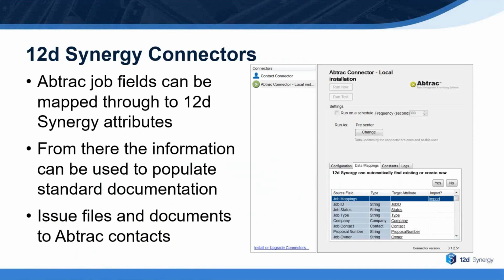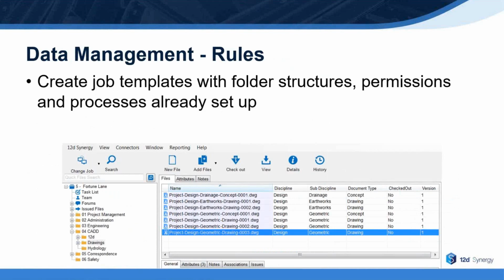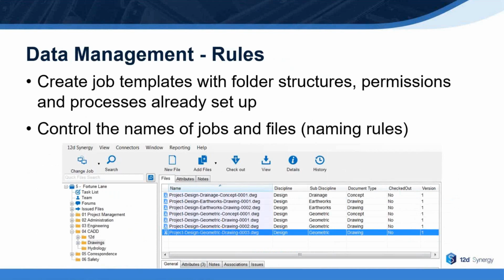From there, the information can be used to say, enter standard information into forms or letters, whatever you'd like to set up. You also have the ability to issue files and documents to your Abtrac contacts. In Synergy, we work with a concept called a job template. So you can define your standard structure that you want on a certain style of job. You can set up different folder structures, different permissions. You can also control the names of jobs and files.